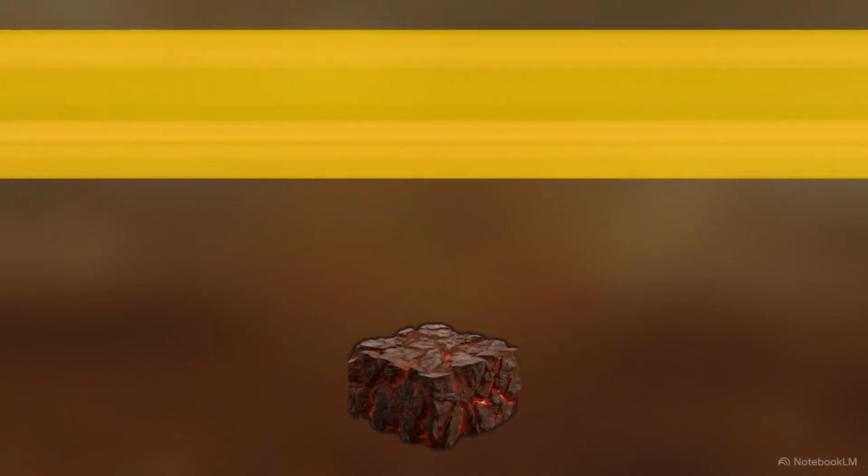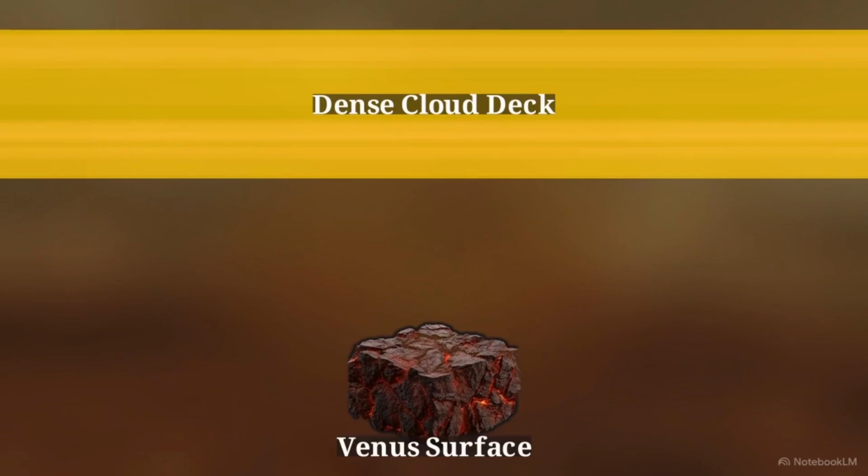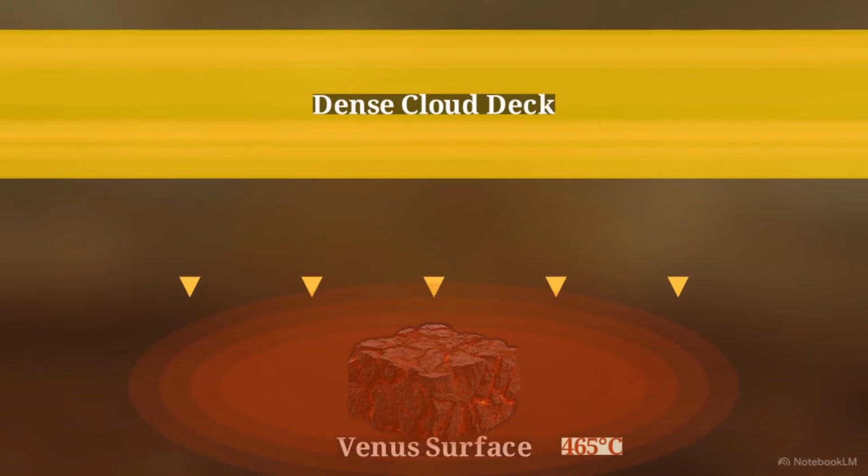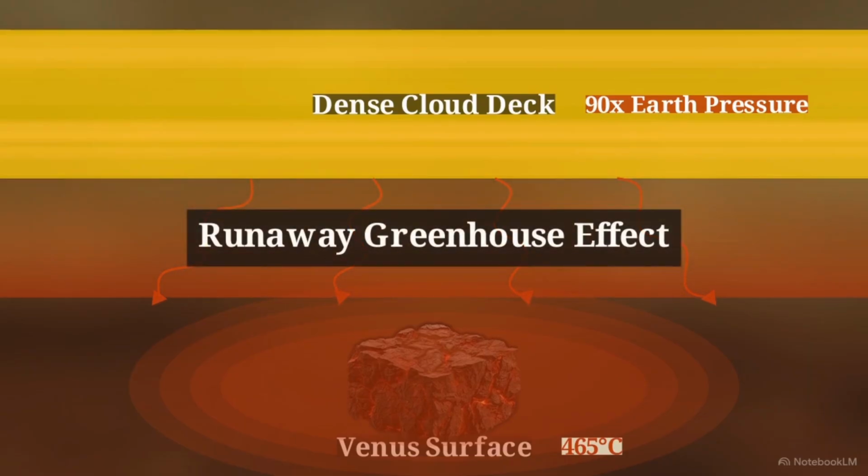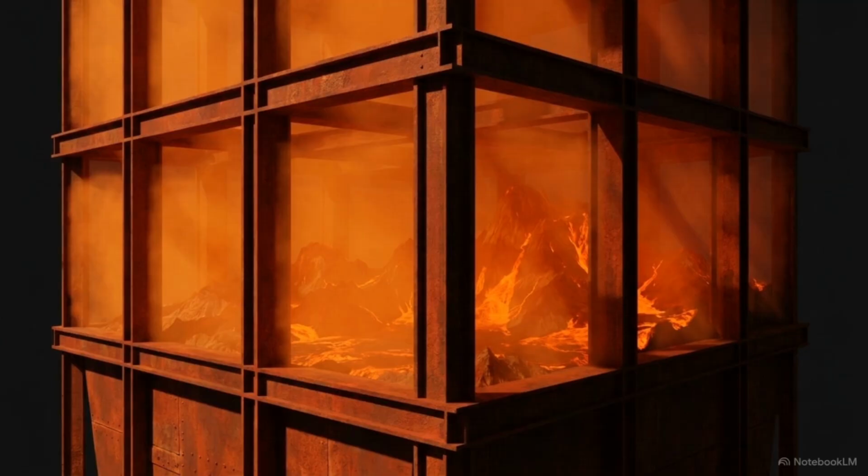This diagram illustrates the engine driving the extreme heat. Incoming solar radiation passes freely through the upper cloud deck and warms the surface. But when that thermal energy tries to radiate back into space, the dense atmospheric gases block it. The heat is forced to ricochet back, locked in a runaway greenhouse effect. The cloud layer acts as a one-way thermal prison, continuously choking the planet and driving temperatures higher.